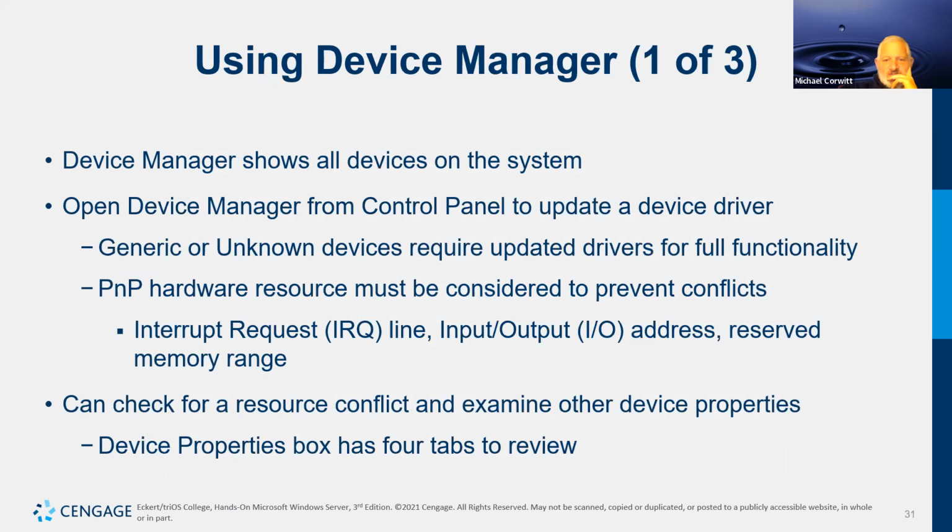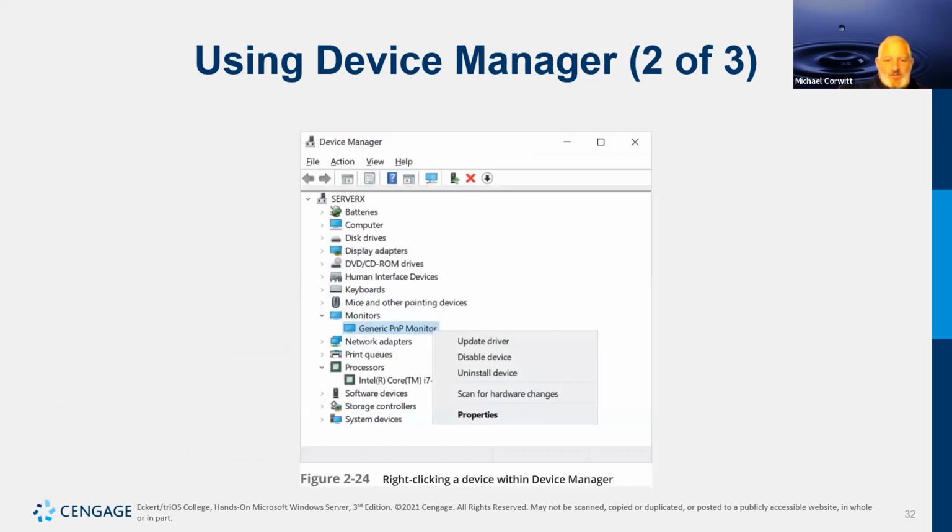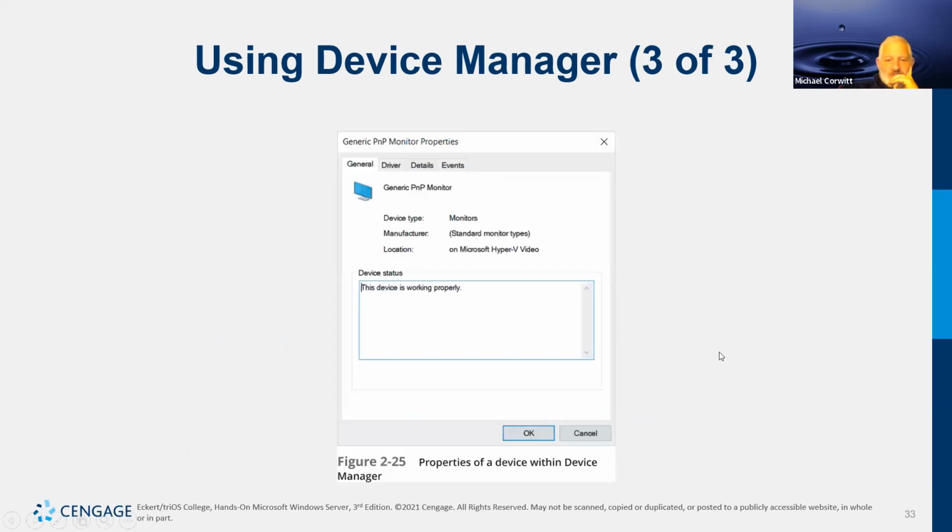Device Manager shows all devices on the system. Open Device Manager from Control Panel, then update the device driver. A generic or unknown device requires updated drivers for full functionality. Plug and play hardware resources must be considered to prevent conflicts: interrupt request line, input/output address, and reserved memory range. You can check for resource conflicts and examine other device properties. The device properties box has 4 tabs to review. I'll show you that when we go back into the server.